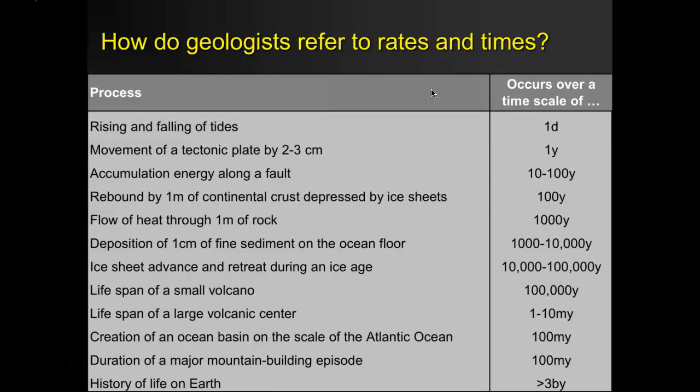There is the time that a volcano exists on the surface of the Earth. So like SP Crater, it's eroding, but it's still pretty young. It may not last another 100,000 years. It may erode flat. Large volcanoes can last a very long time, into the millions of years. Ocean basins, hundreds of millions of years, and the creation of them taking that long. Mountain building can be 100 million years, and then the history of the Earth, we're looking at billions. So these are the different time scales we look at.